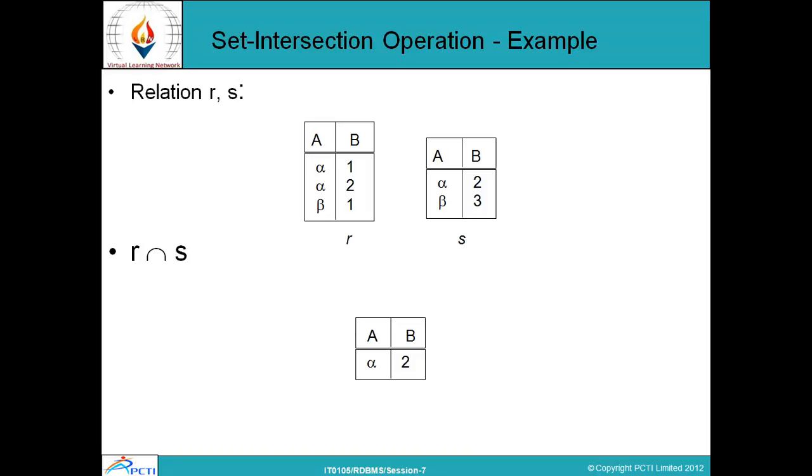This is the example. Consider the two relations R and S that contain the columns alpha and beta. The R table contains the values alpha 1, alpha 2 and beta 1, and the S table contains the corresponding values alpha 2 and beta 3. Again the intersection operation is applied here, showing the common value extracted from both tables. You can see only the alpha 2 value is common in both tables.